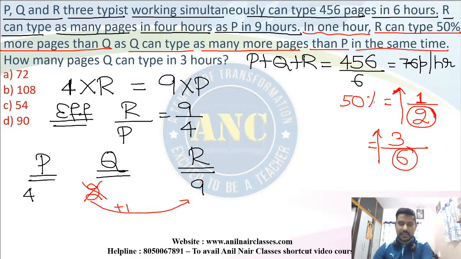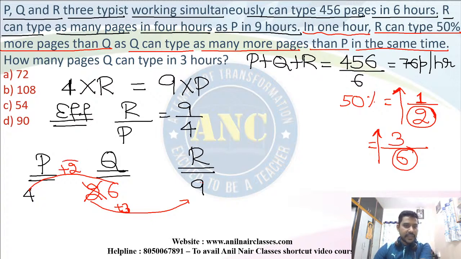Q typing 2 pages is ruled out, right? We did not get a proper way. So, if Q is actually typing 6 pages, then R will be typing 3 more than 6. So, what is 3 more than 6? 3 more than 6 is nothing but 9. And you can check the other way also. P was typing 4. Q is typing 6. That means there is an increase of 2.